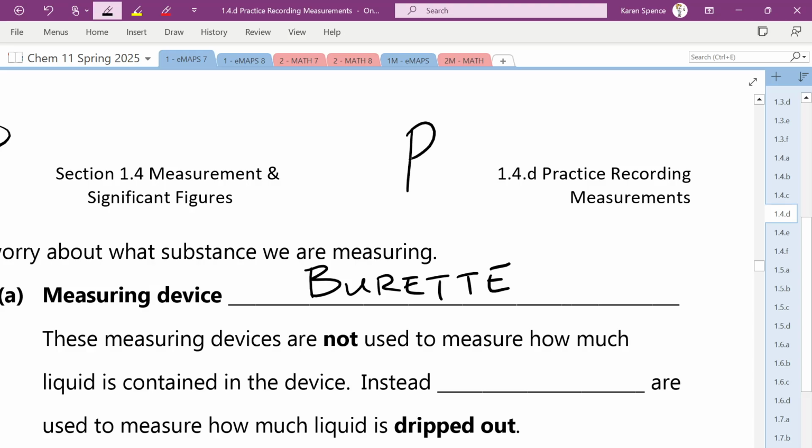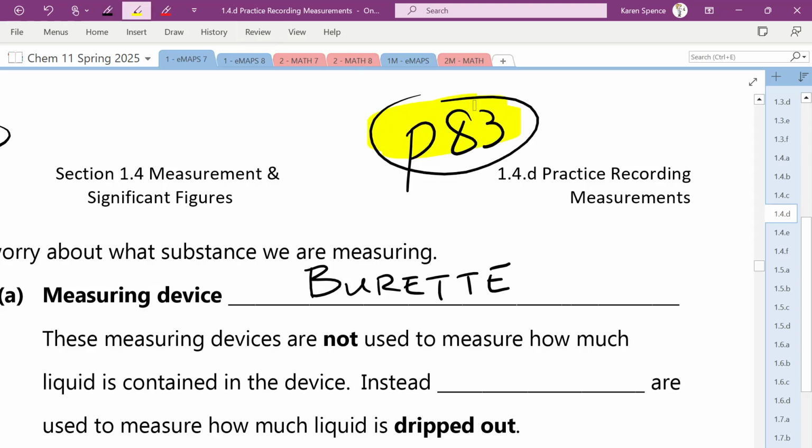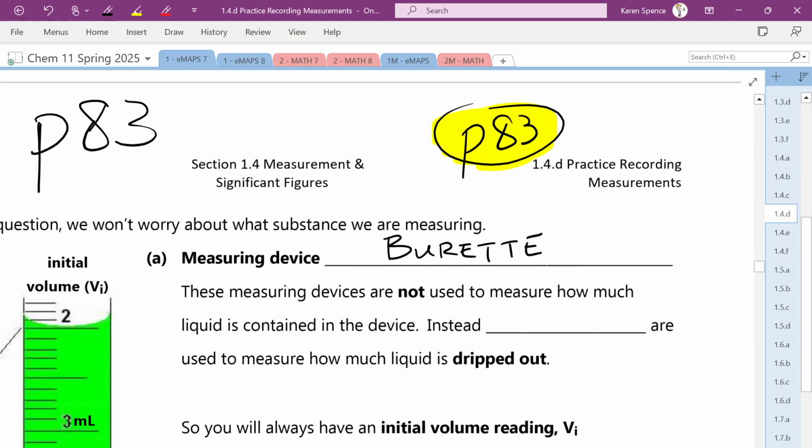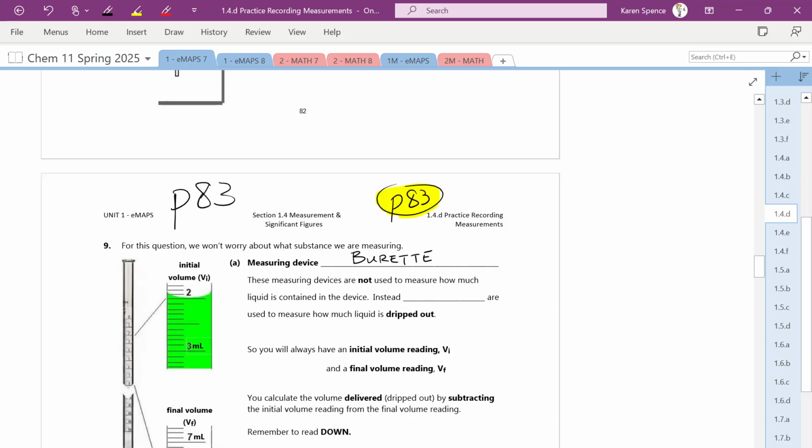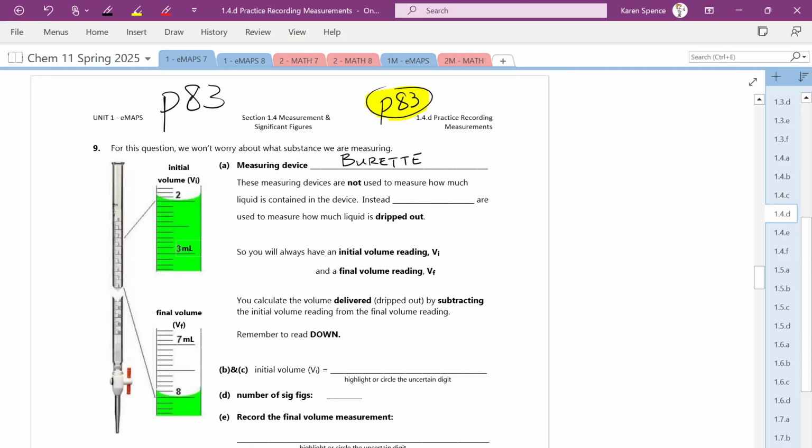Page 83. So this measuring device is not about containing liquid. You fill this thing up to the tippy top, all the way to the top, with whatever liquid it is. Here it happens to be yellow. We would never do that, that is unhygienic. All right.